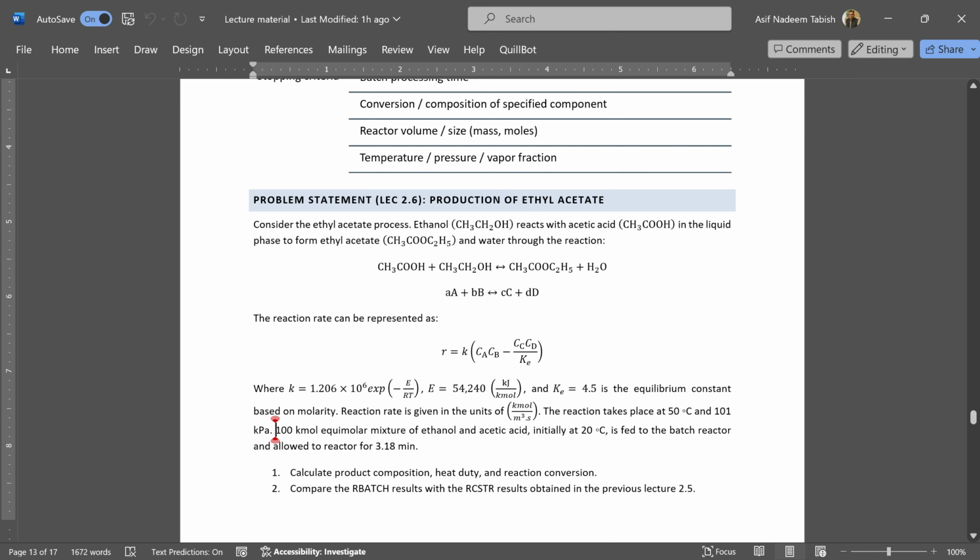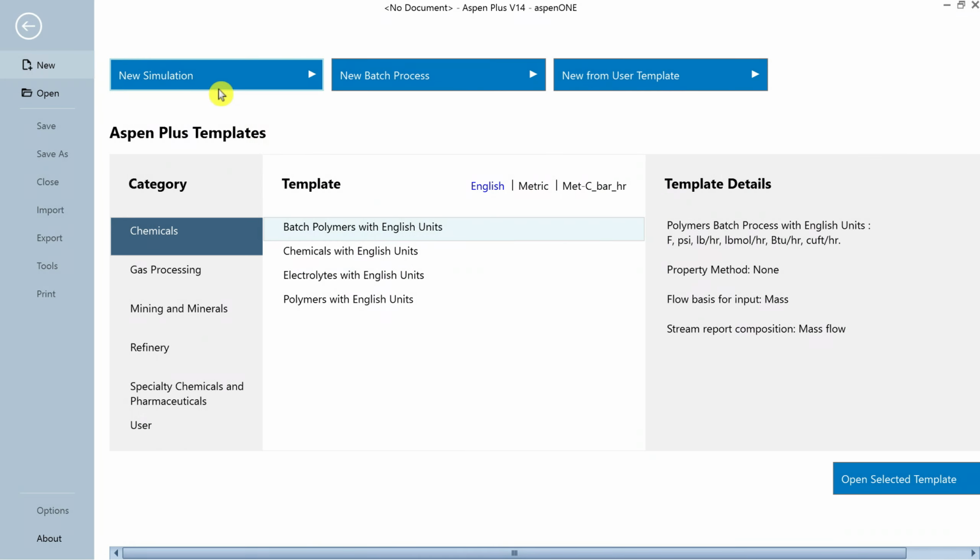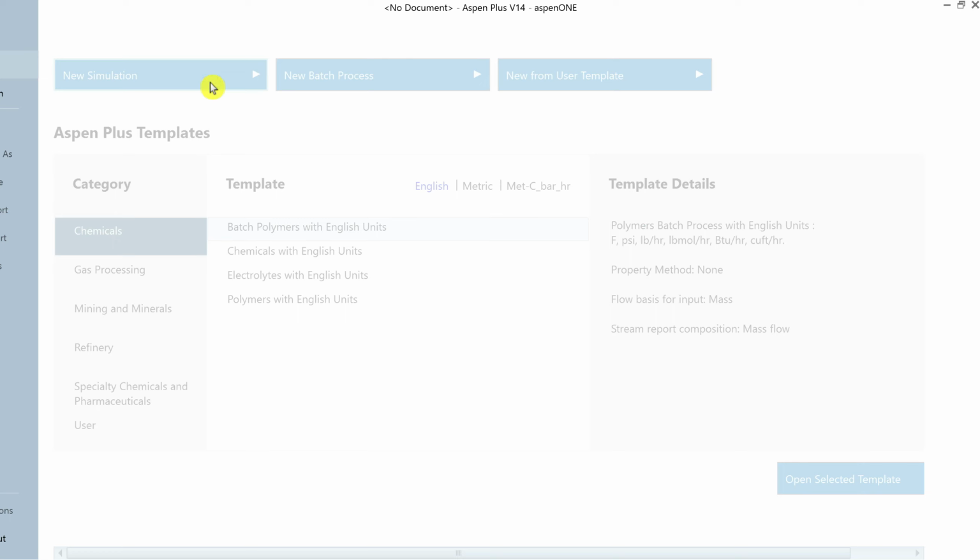You are asked to calculate the heat duty and reaction conversion and compare the batch reactor and CSTR results, where the CSTR results are discussed in detail in lecture 2.5. Let's open Aspen Plus and solve this exercise. Let's start a new simulation without any default template.